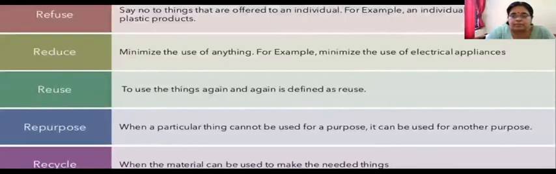Okay, so these are the 3 R's. Apart from the 3 R's, 2 other R's are also in practice now. Here are some important terminologies. We discussed reduce, reuse, and recycle. 2 new terms you see on the screen are refuse and repurpose. What do you mean by refuse? Refuse means saying no to things when they are offered to you. For example, you just say no to buying certain plastic products.